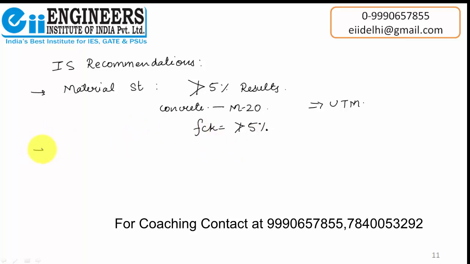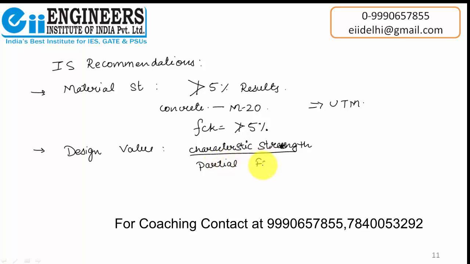Now the design value. Whatever value we got from the material strength, from that we find the design value. Design value is the characteristic strength upon the partial factor of safety. For concrete and steel we use different partial safety factors: 1.5 for concrete, and for steel we use 1.15.